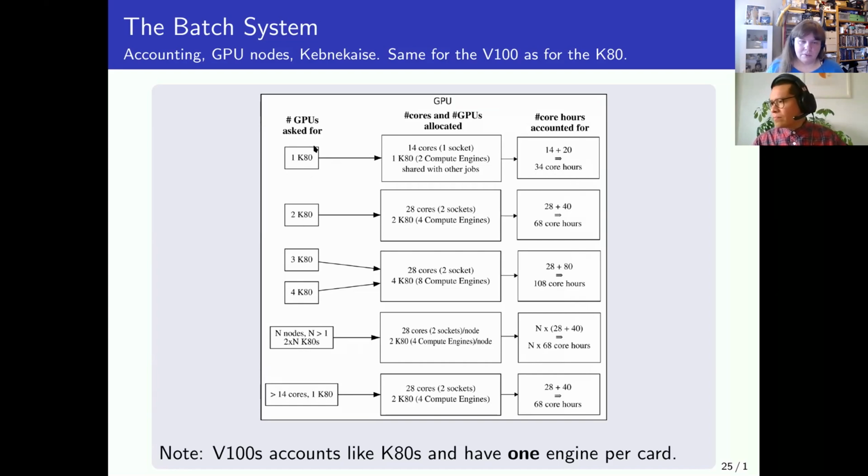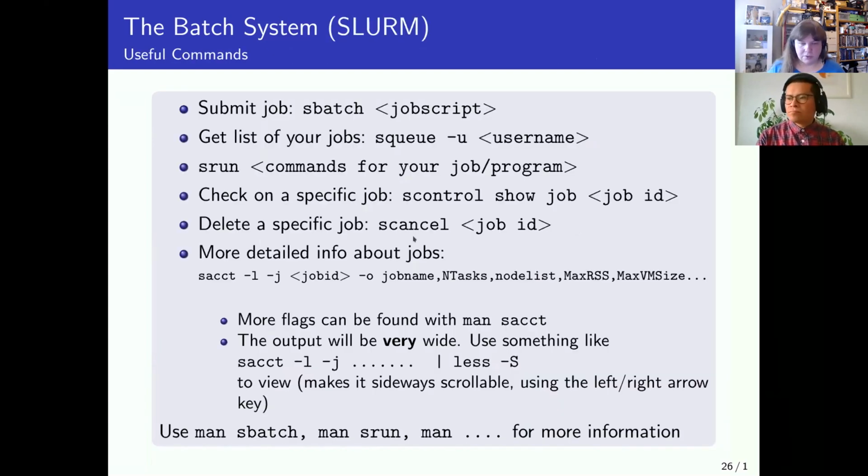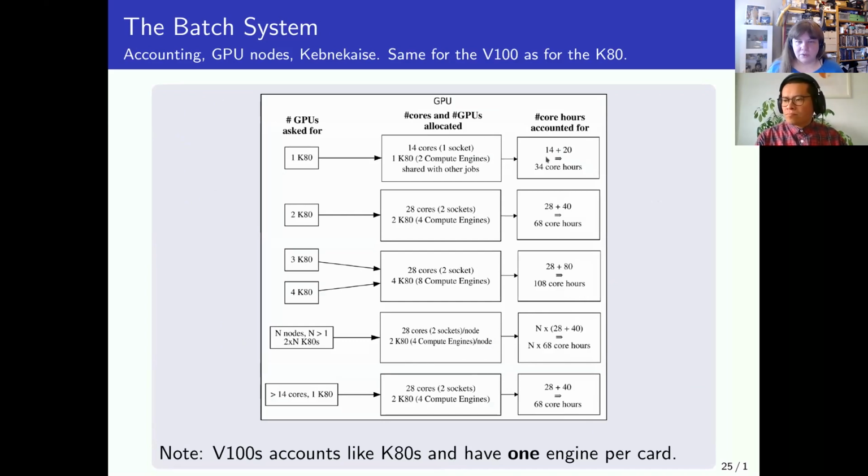And if you're using one of the nodes that has 2 GPUs, then you can also ask for 2, and then you get accounted for 68 core hours. Sorry, which is double that for one of them. It's the same thing for the V100s as it is for the K80s. Some of the Broadwell nodes have 4 K80s. So in that case, you can also be allocated for that. If you're asking for this, you can ask for up to 4 K80s. You can only ask for 2 V100s because there are only nodes with 2 of them on.